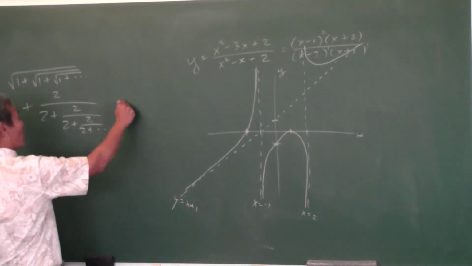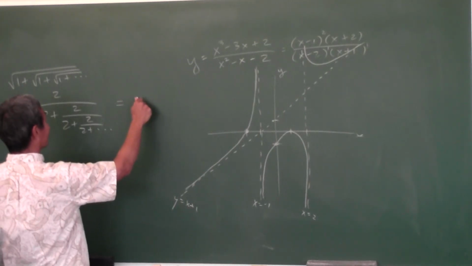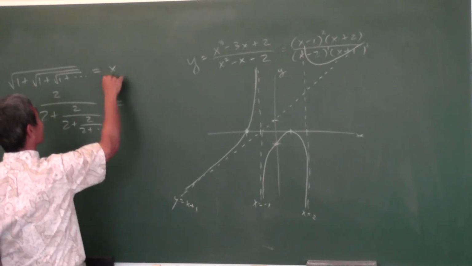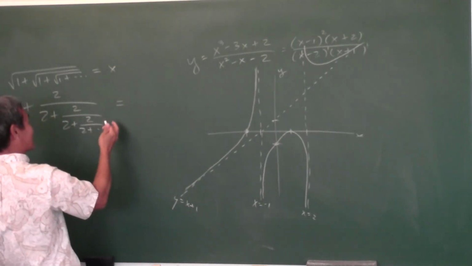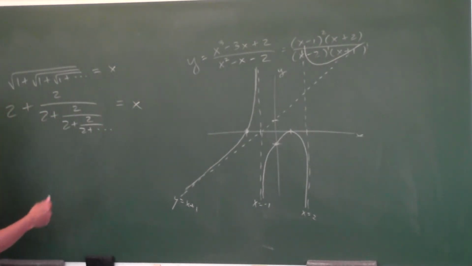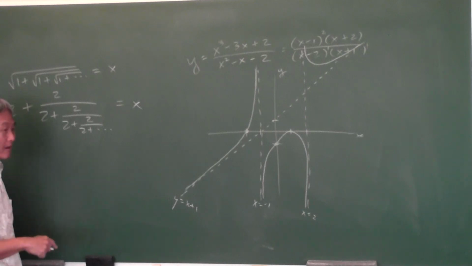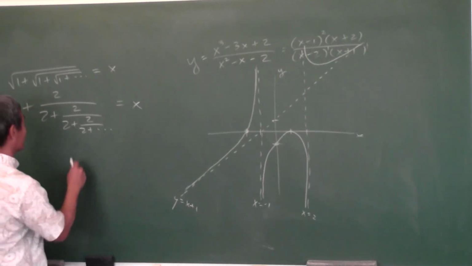Anyway, I don't know what this number is. I'm going to call it X. What did we do with this problem? I don't know what this number is. I'm going to call it X. Okay, same thing here. I don't know what this number is. I'm going to call it X, or whatever letter you want to use. Now, what is X? 2 plus 2 over 2 plus 2 over 2 plus 2 forever, right? Okay, now watch this.